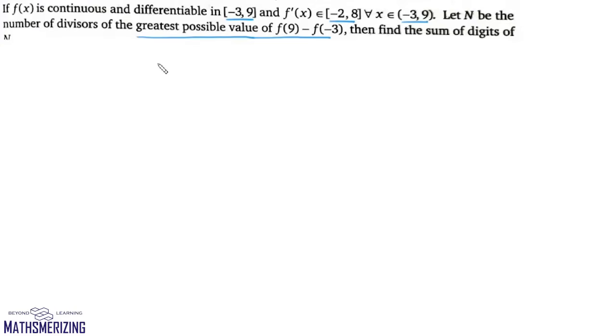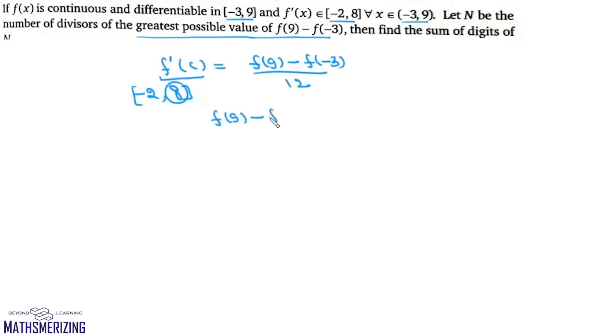Now using Lagrange's mean value theorem we can write there exists a point c in the interval -3 to 9 such that f'(c) is (f(9) minus f(-3)) upon (9 minus (-3)), which is 12. Now it is given that the value of f'(x) lies between -2 and 8. So we'll get this maximum value when the value of this derivative is 8. So the maximum value of f(9) minus f(-3) will be 12 into 8, which is 96.